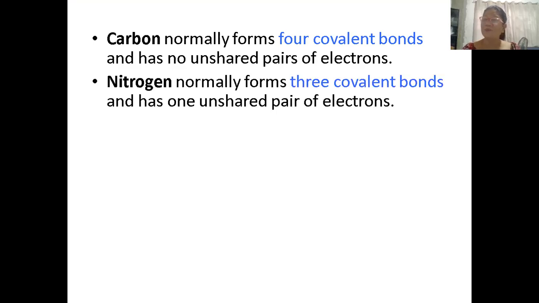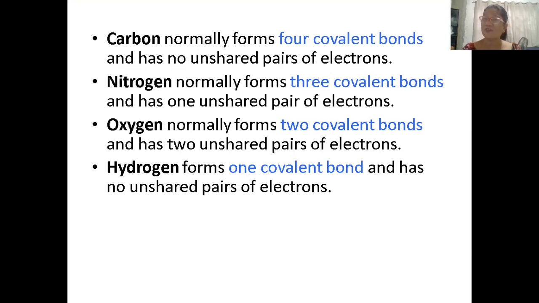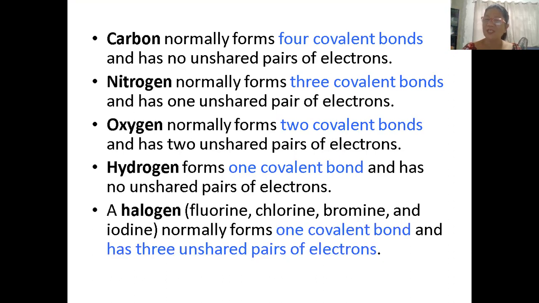Okay. Nitrogen normally forms three covalent bonds and has one unshared pair of electrons. But carbon has four covalent bonds. Oxygen has two covalent bonds and two unshared pairs of electrons. Hydrogen is the only one that, once you pair it, will have a maximum of two. The rest should have eight. So halogen has one covalent bond and three unshared pairs of electrons, because it has seven. Meaning the outermost shell needs one to make an octet.